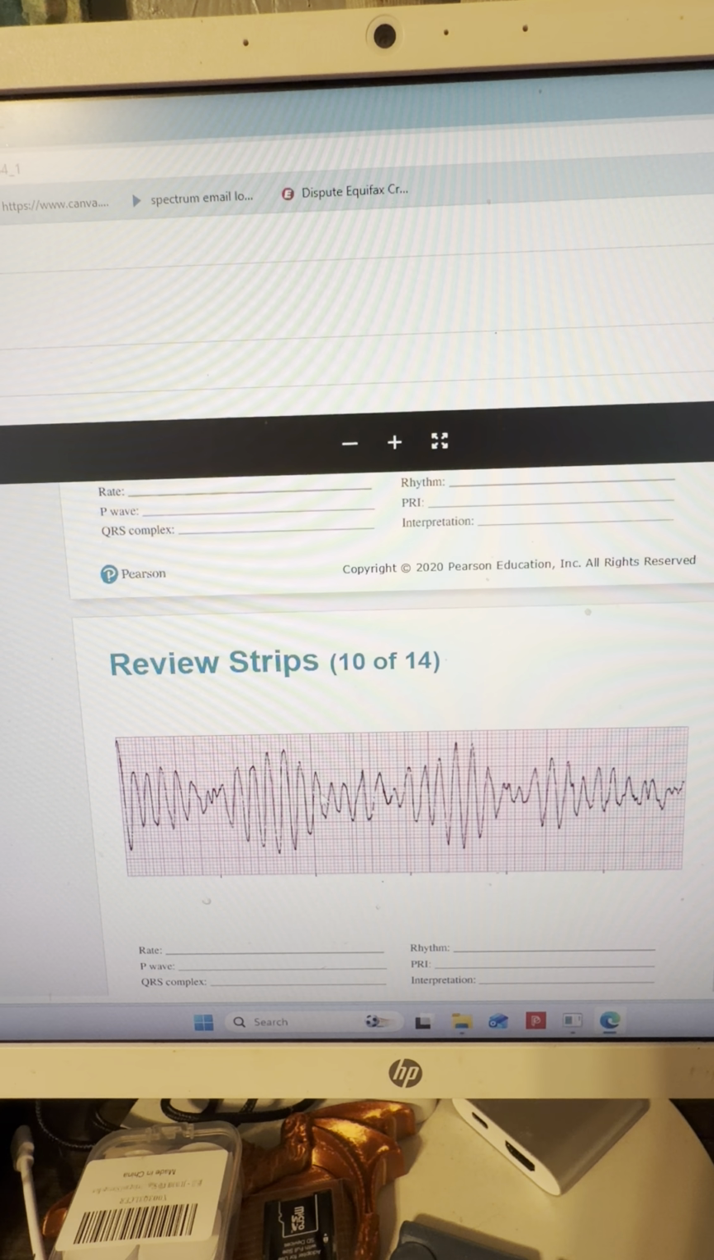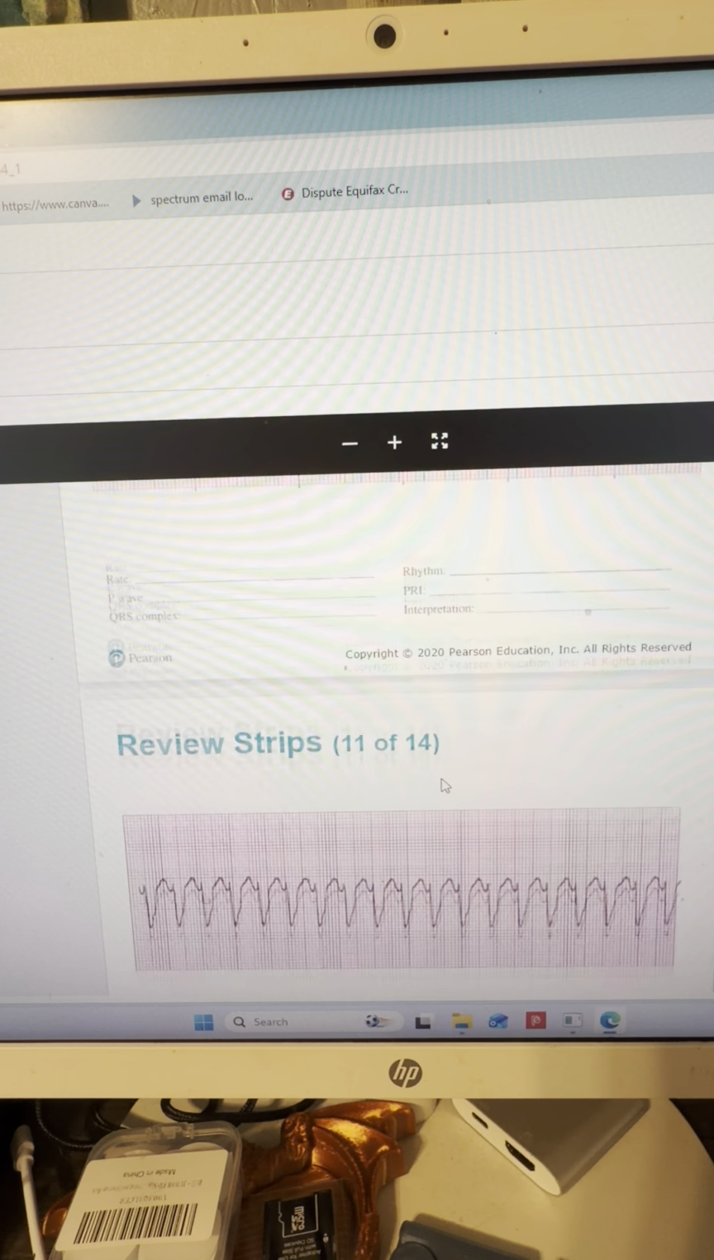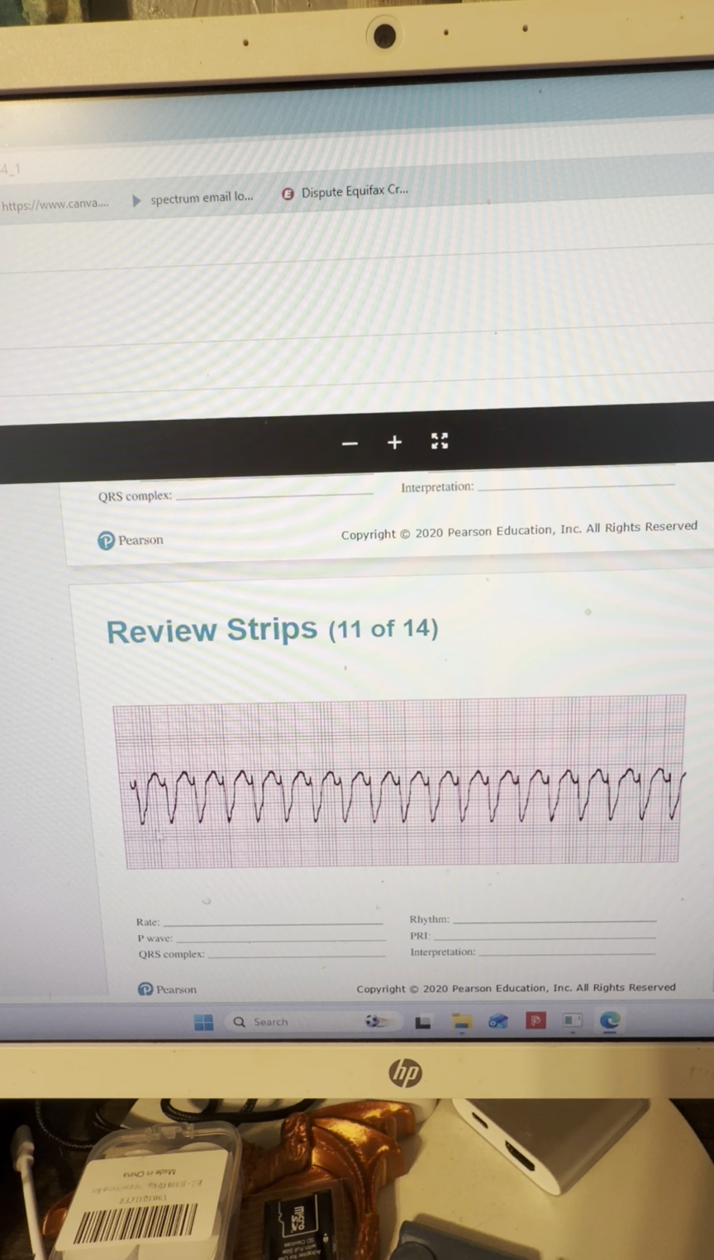This is very obvious. It's a VTAC rhythm, and it switches deflection from the isoelectric line. So this is torsades. This rate is clearly over 100, no P waves. QRS is wide and bizarre. This is VTAC.